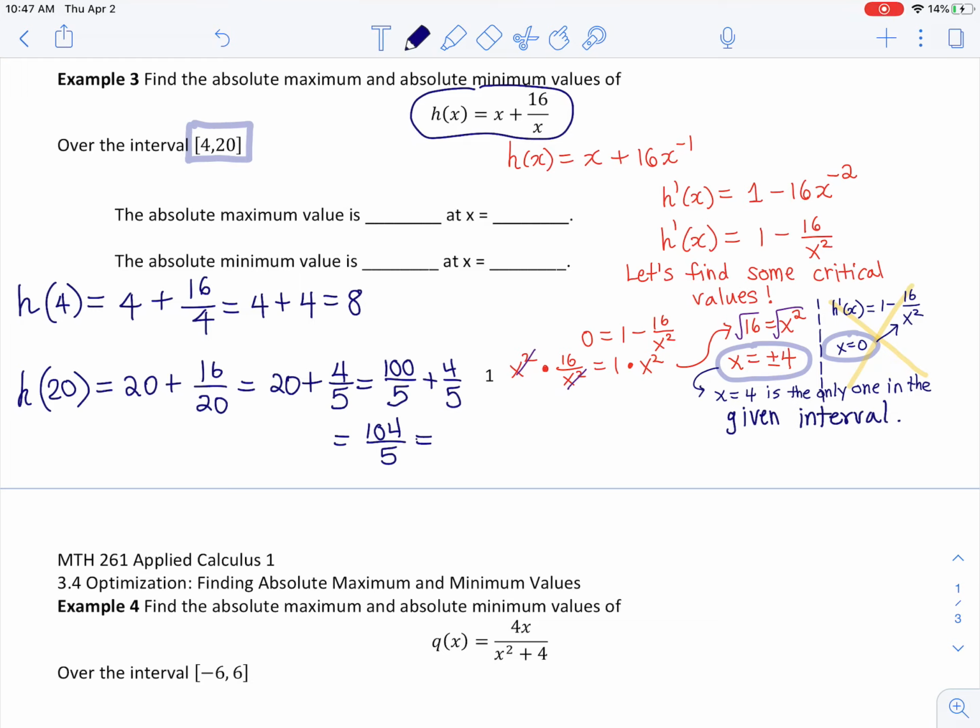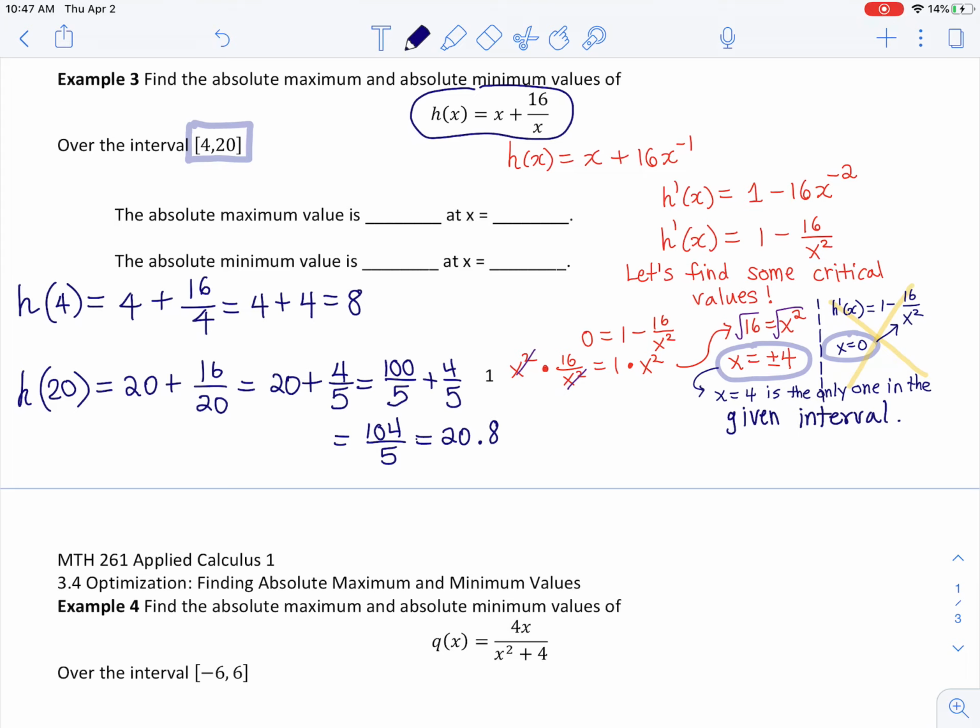And in decimal, what's that going to be? Let me try. You don't see what I'm doing because I am on my calculator right now. 104 divided by 5 is 20.8.